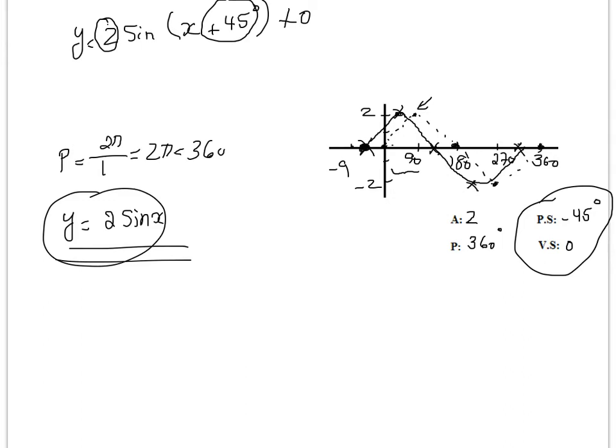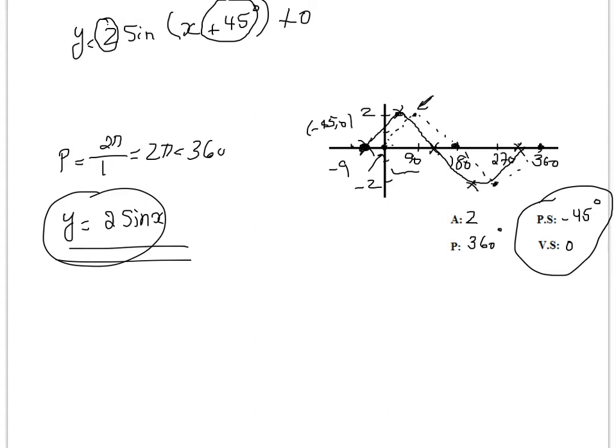Now let's find the coordinate of the transform point. What is the coordinate of the origin before? Before, here, 0, 0. But here I just moved left 45 degrees. So what is the new coordinate? -45 and 0. Okay?